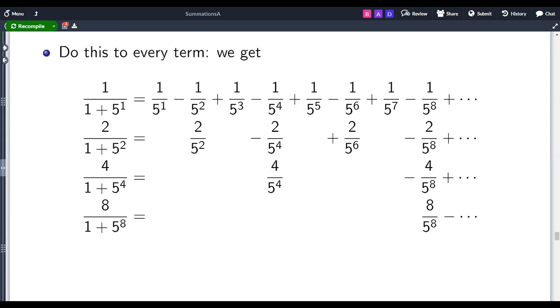Yeah, if you look down the columns, the first term is 1 over 5 to the 1. The second term is negative 1 over 5 squared plus 2 over 5 squared, which is 1 over 5 squared. The next term is 1 over 5 cubed. And the next term, if you add it up, is 1 over 5 to the 4th, and so on. So actually, the entire sum just simplifies to this.